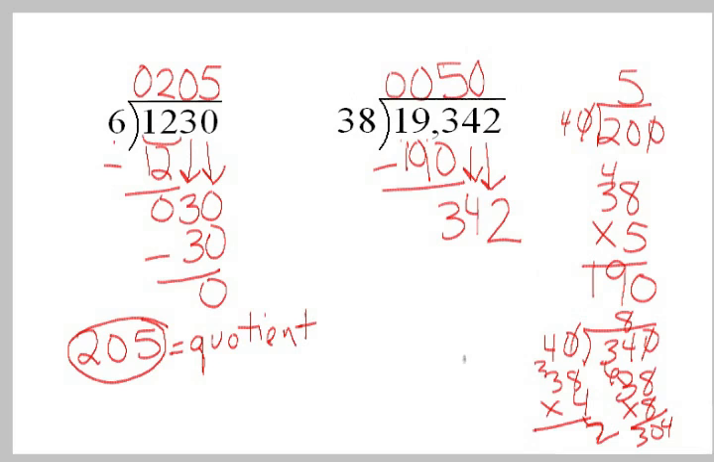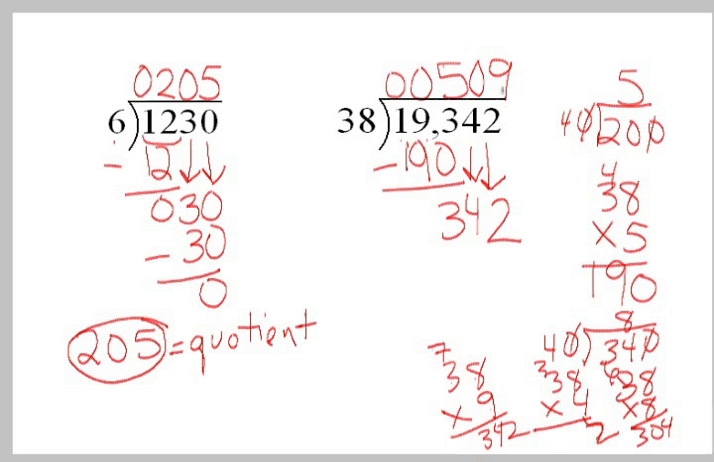Well, maybe it could go one more time. Let's try 9. 304 seems like it's just a little bit too small. So 38 times 9, see what we get. 8 times 9 is 72. Carry the 7. 27 plus 7 is 34. Oh, well, it's exactly 342. So we know that 38 goes into 342 9 times.